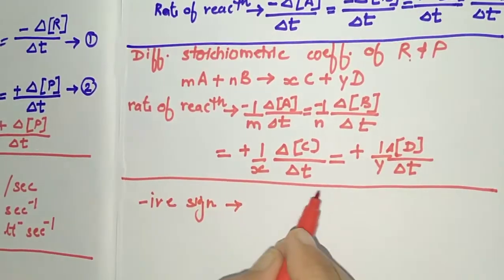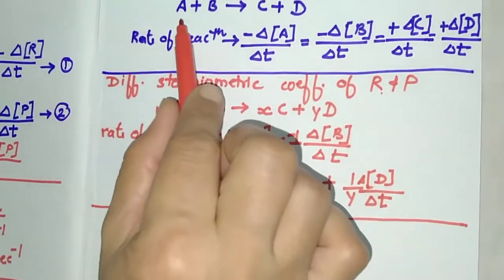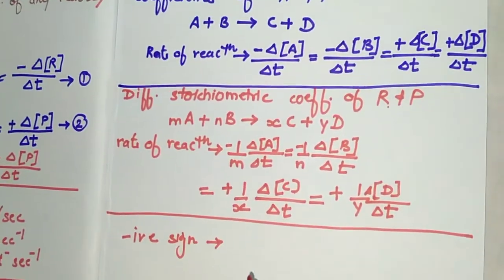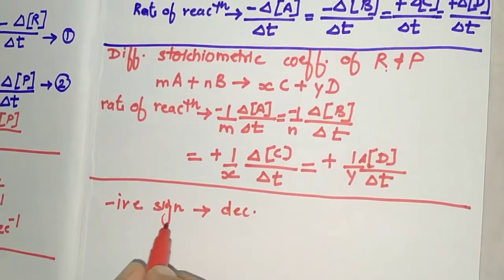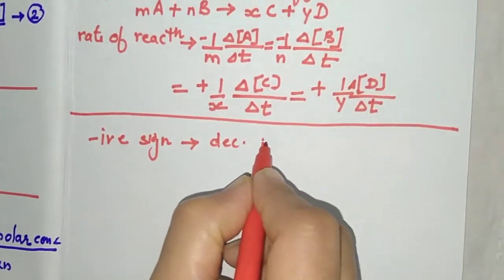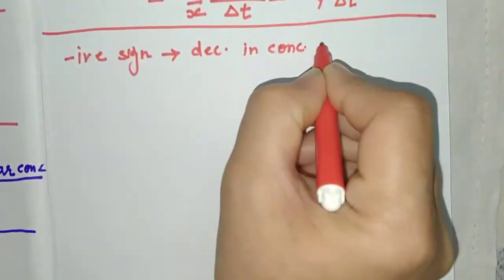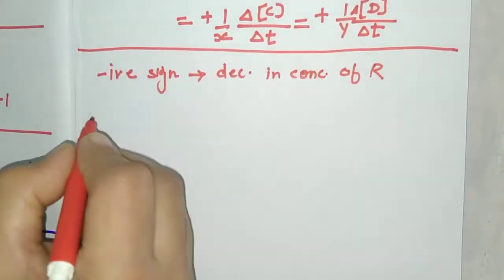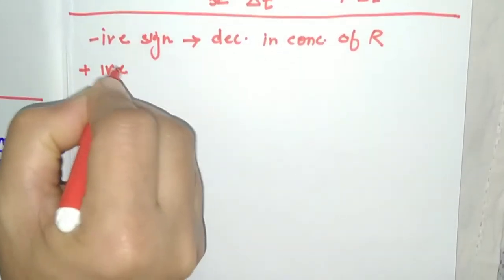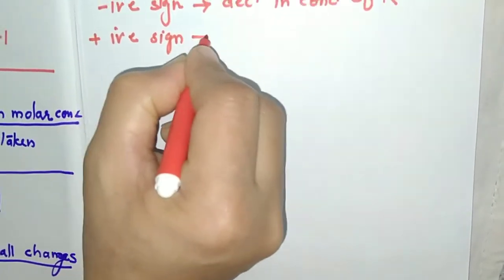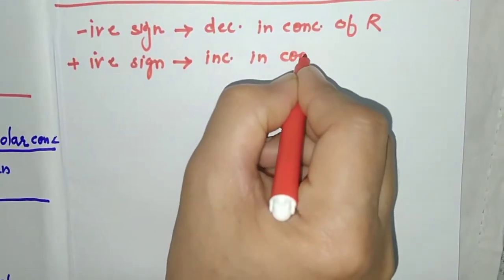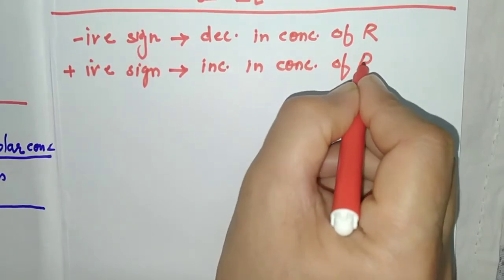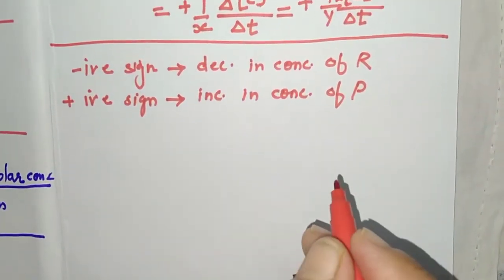A negative sign is added for reactants because they are decreasing. The negative sign for reactants shows the decrease in concentration of reactant, whereas the positive sign shows the increase in concentration of product with time. Thank you.